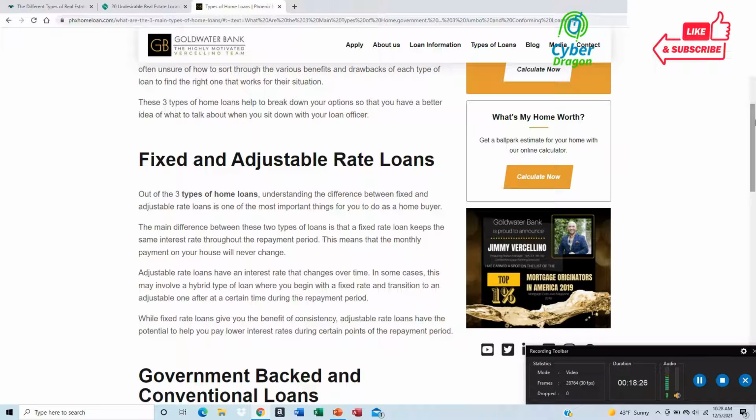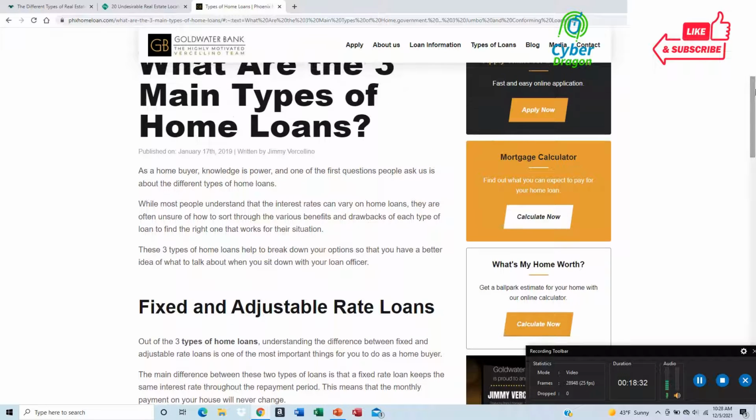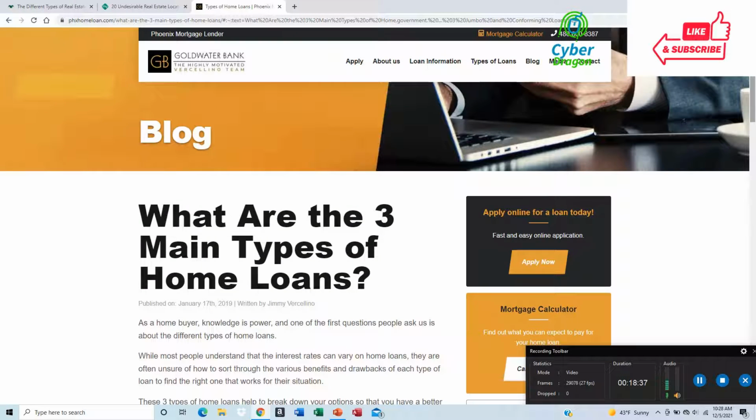It could be good or bad based on the economy. Or you just pay a fixed rate, which is the same throughout all types of economy. Real estate markets usually go up and down, usually every 5-year time frame.